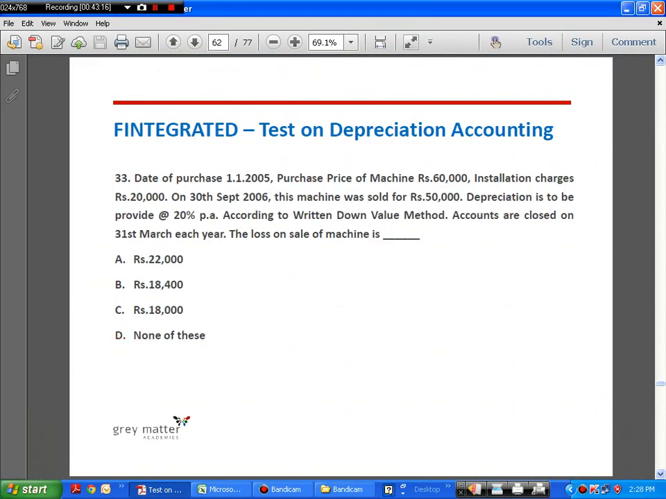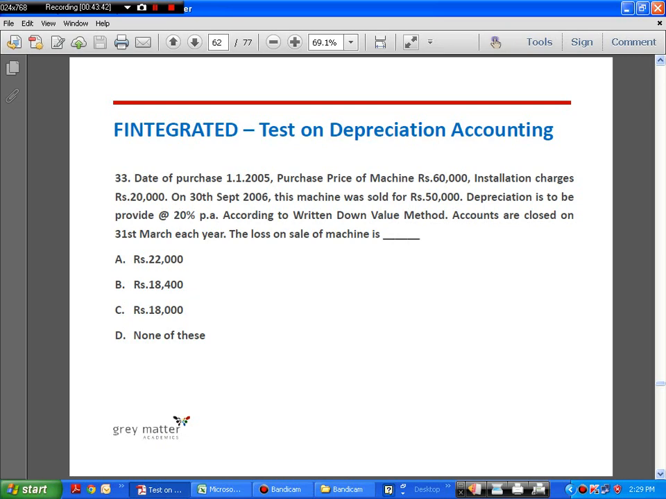Next, date of purchase of an asset is 1/1/2005. Purchase price of machine is 60,000 rupees. Installation charges is rupees 20,000. On 30th September 2006, this machine was sold for 50,000 rupees. Depreciation is to be provided at 20% per annum according to the WDV method. Accounts are closed on 31st March every year. What is the loss on sale of the machine?